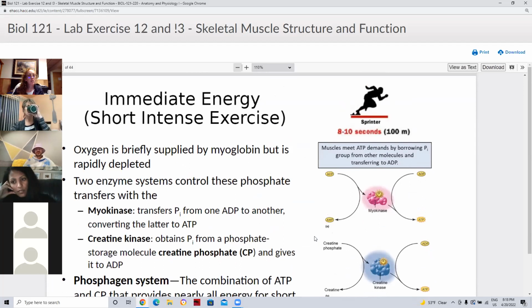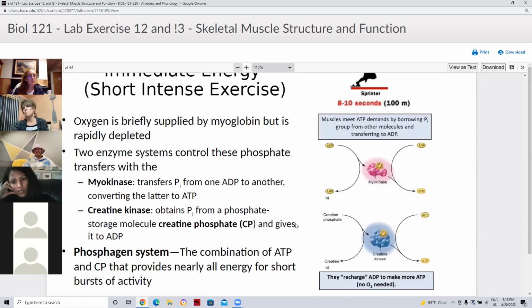So how do we get the oxygen that we need and the ATP that we need? Oxygen is briefly supplied by myoglobin. Remember hemoglobin, which binds to oxygen; myoglobin is a derivative of hemoglobin that's found in muscle. This is what gives muscle its red pigment. It's what makes dark meat look dark. So muscles that tend to be more actively used have a lot more myoglobin in them because you need more oxygen. But it does get rapidly depleted.